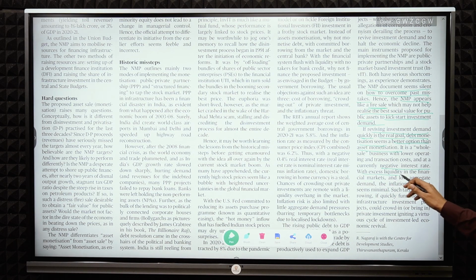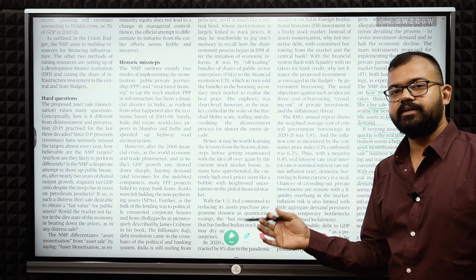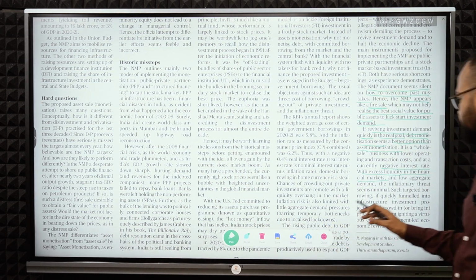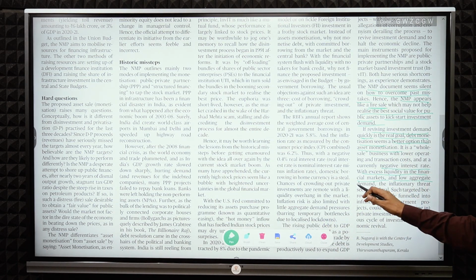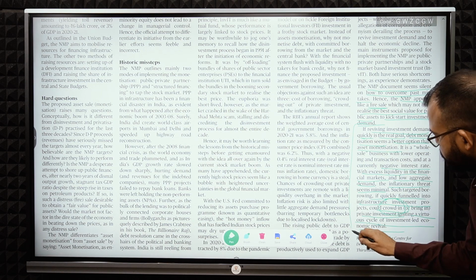with excess liquidity in the financial market, you can see that RBI is not increasing the interest rate. It means there's an excess liquidity. They're having an accommodative stance. Then with low aggregate demand, inflationary threat seems minimal. So such targeted borrowings, if quickly funneled into infrastructure investment progress, could crowd in or bring in the private investment, igniting a virtuous cycle of investment-led economy revival. So this is the solution that he has provided.